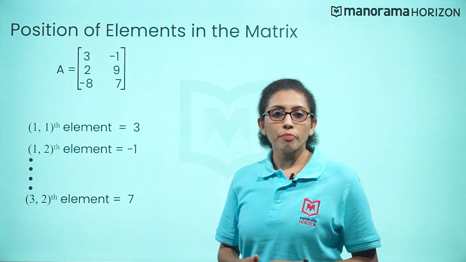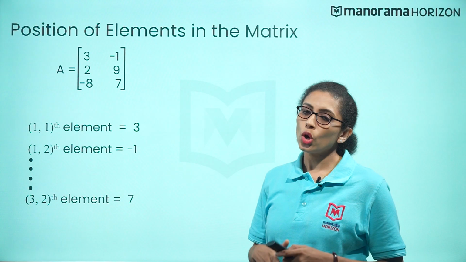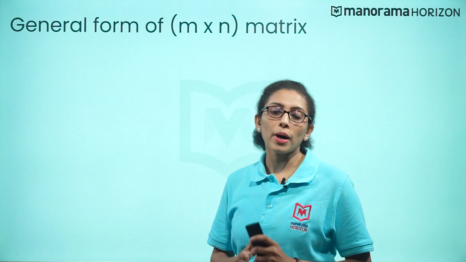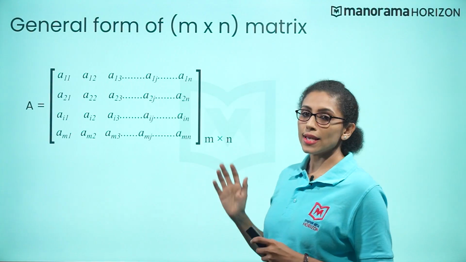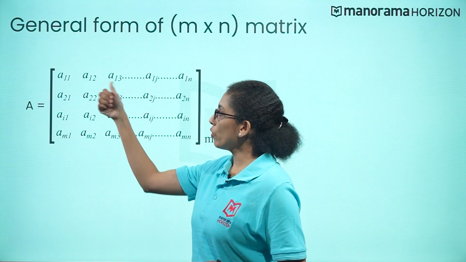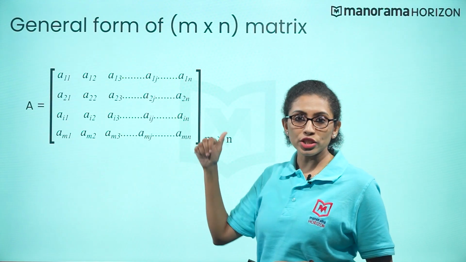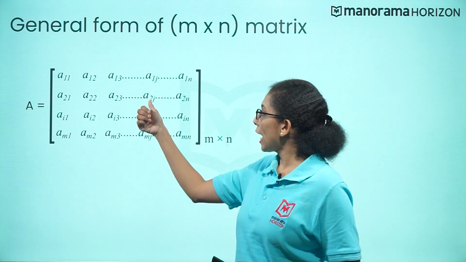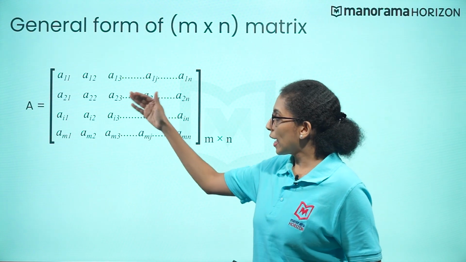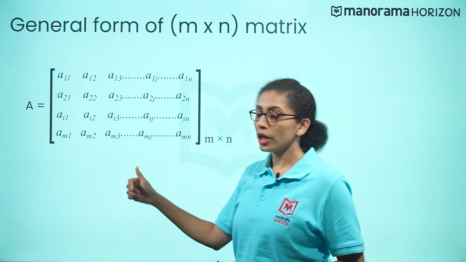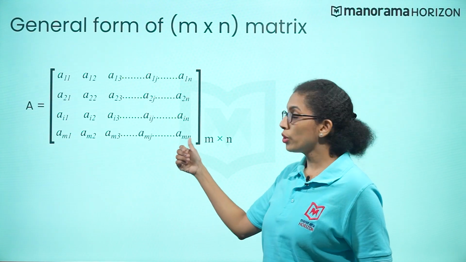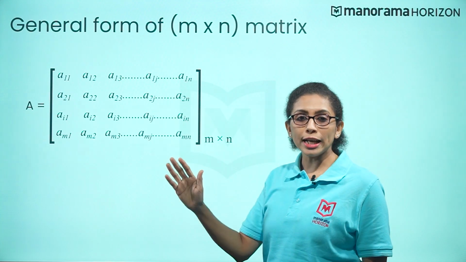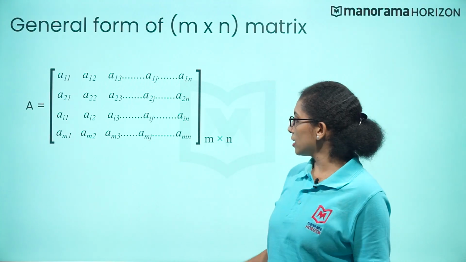After learning order of matrix and position of elements in the matrix, we are in a position to write the general form of an m by n matrix. Matrix A is equal to A11, A12, A13, A1j up to A1n, A21, A22, A23, A2j up to A2n. Likewise, Am1, Am2, Am3, Amj up to Amn. And remember, on the outside of the square bracket, we need to mention the order of the matrix, that is m by n.